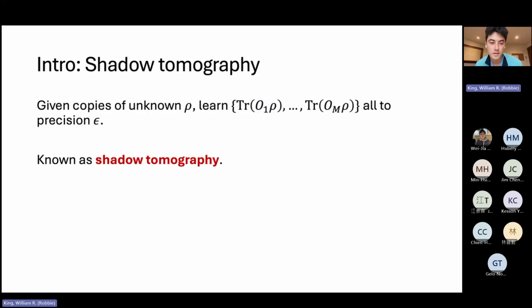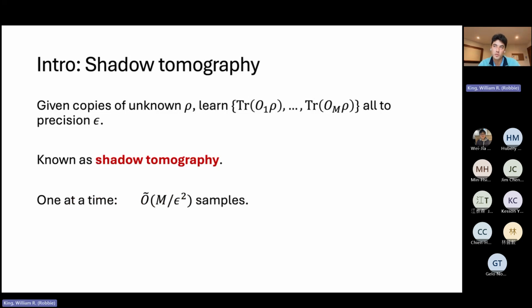Okay, so this is in words what we said on the first slide, which is that the shadow tomography task is defined as: given copies of an unknown quantum state, you want to estimate this list of expectation values to precision epsilon. Okay, so how could you perform this task?